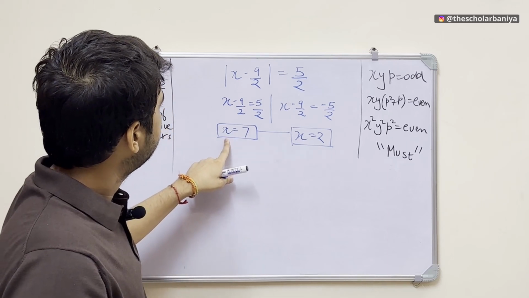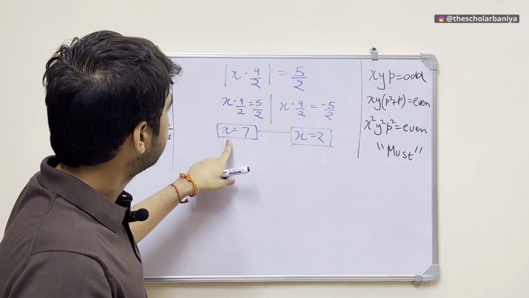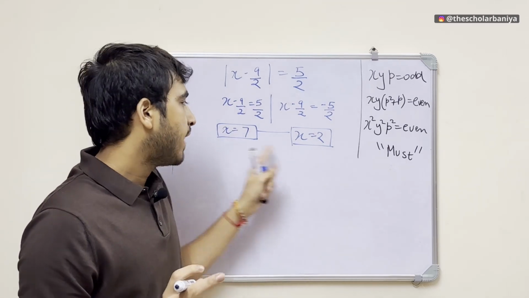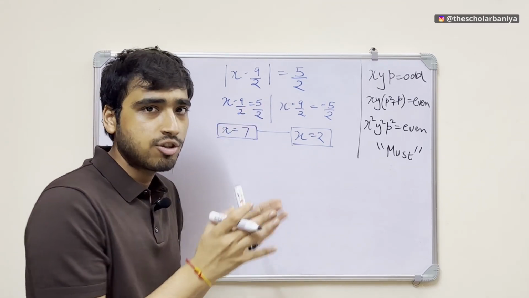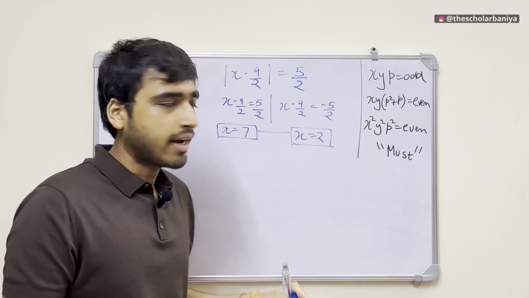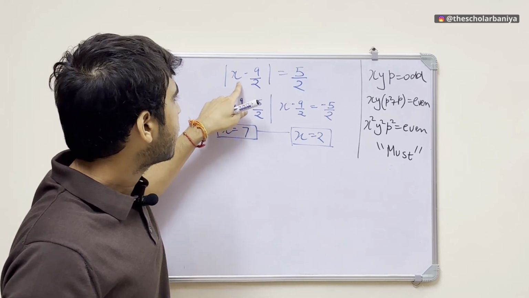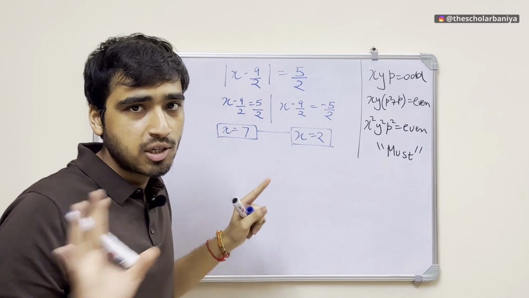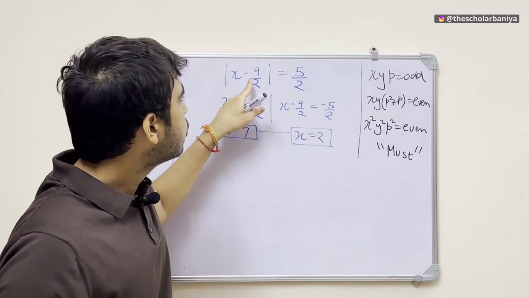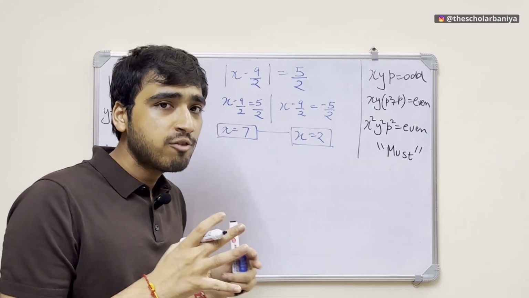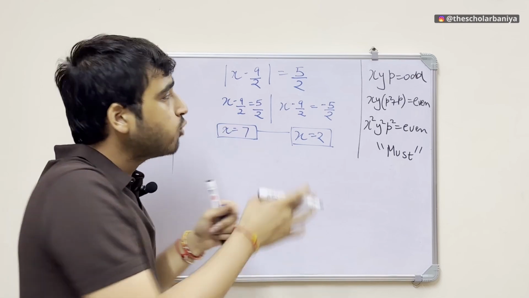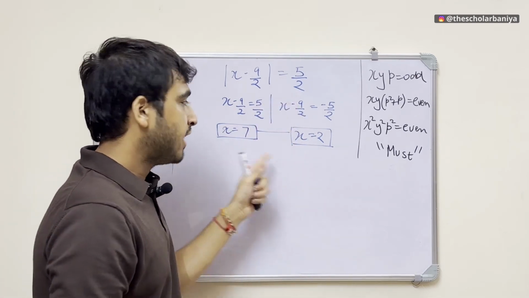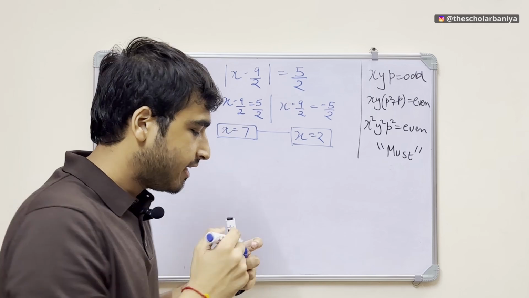I hope this should be clear. There should be no problem in this, right? Because I've also told you before that whenever you find the value of x in these mod questions, you should put back the value and check. So if we put back 7, (7 - 9/2) is 5/2, and mod of 5/2 is 5/2, absolutely right. If you put 2, (2 - 9/2) is -5/2, mod of -5/2 will be 5/2, which is absolutely fine. So both of these values of x are completely okay, right?